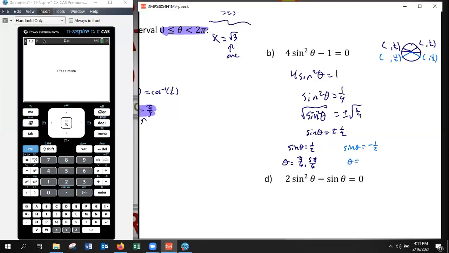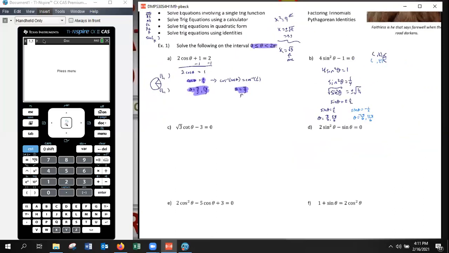And that theta is going to be 7 pi over 6 and 11 pi over 6. So as I said, we have two different equations that we're working off of. Those equations are going to be the sine is the positive square root and the sine is the negative square root. Moving right along. Let's look at C.